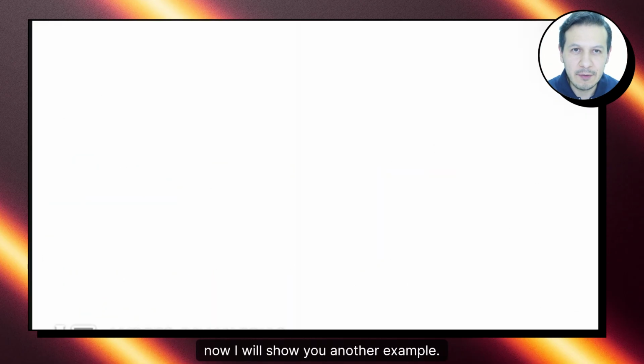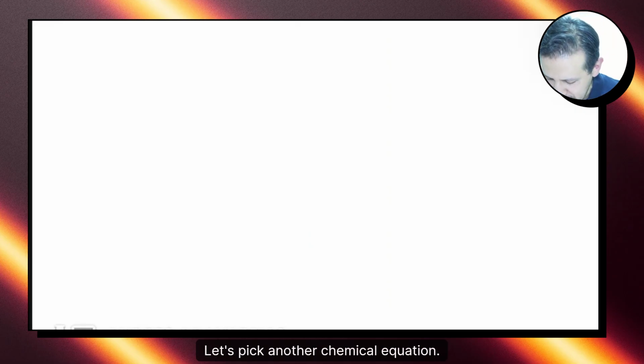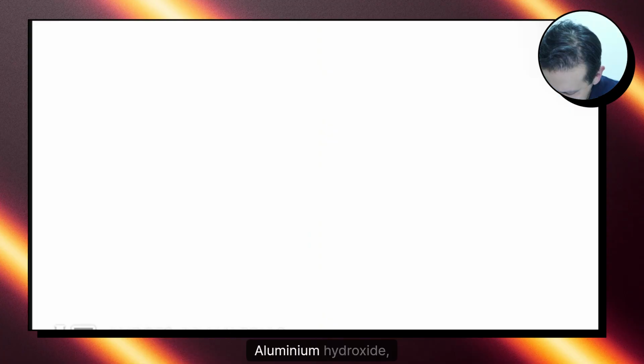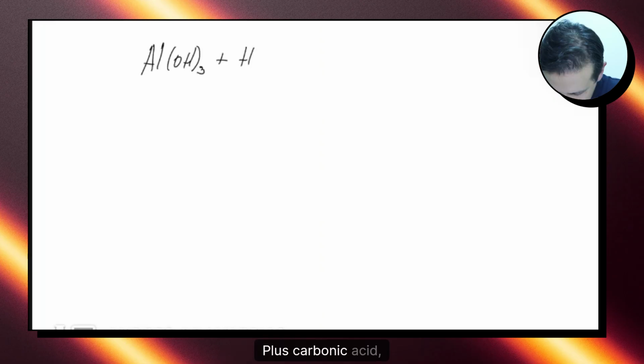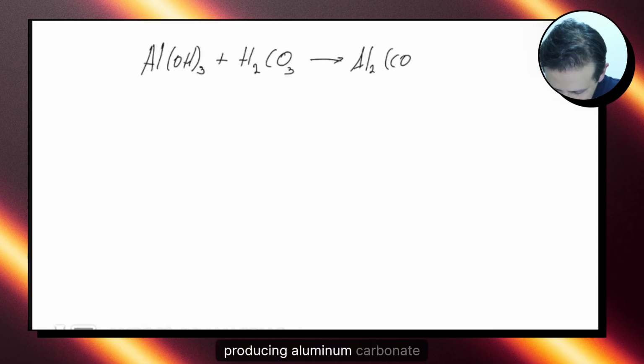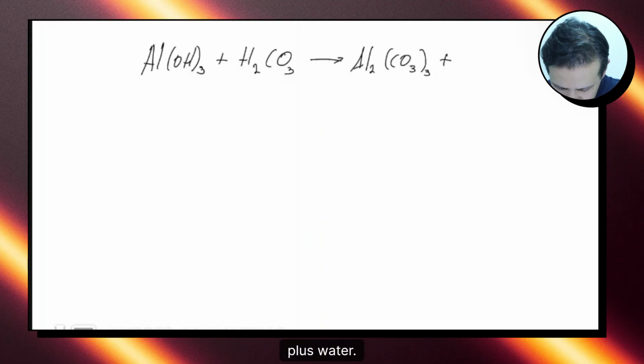Okay, guys, now I will show you another example. Let's pick another chemical equation. Let's use this one, aluminum hydroxide. In this case, I will go a little bit faster, but you can stop and you can check if your answers are correct. This is more for you to practice and double check. On aluminum hydroxide, a little bit more complicated, plus carbonic acid, producing aluminum carbonate plus water.